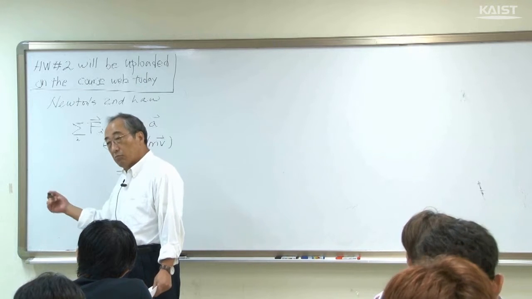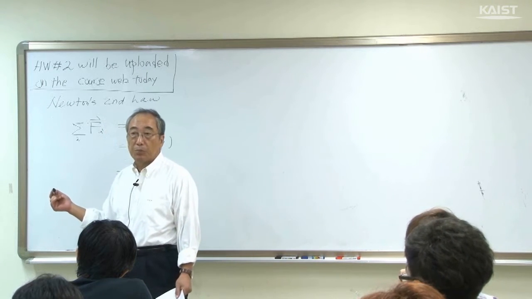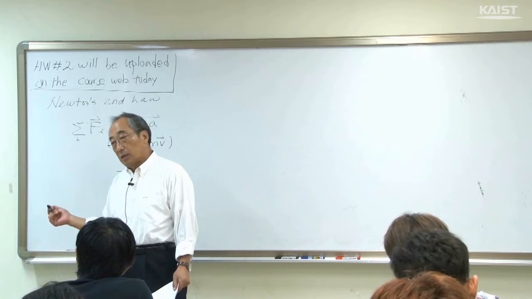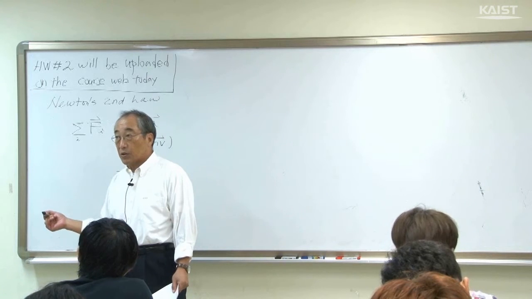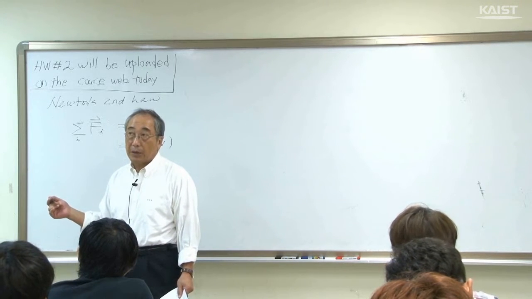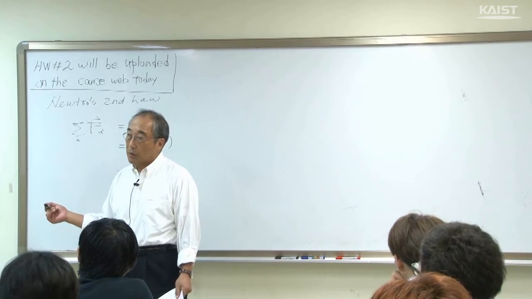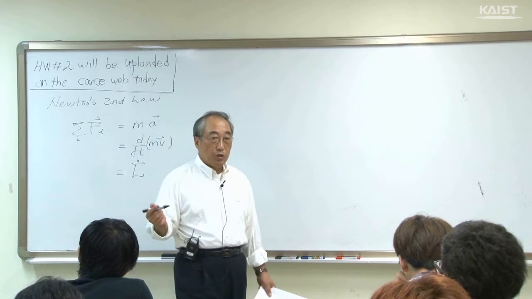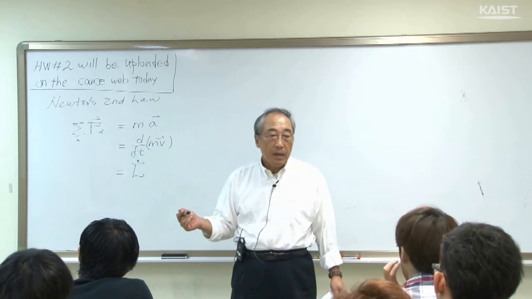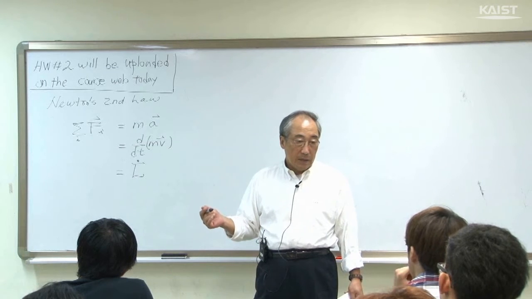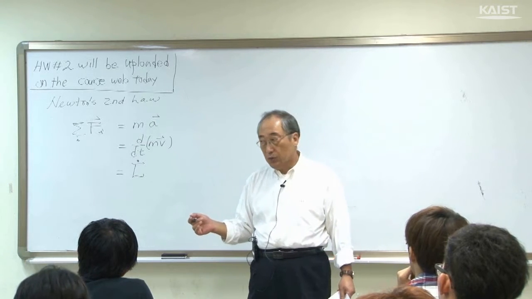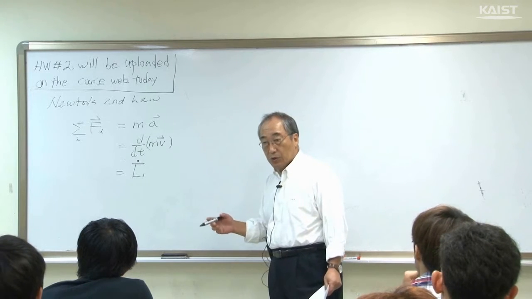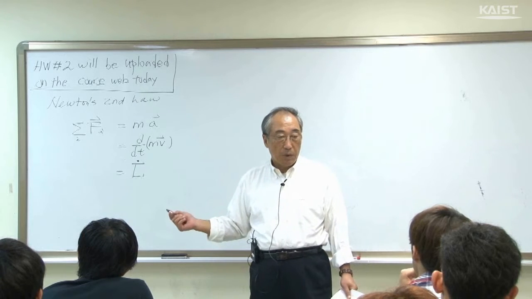And then introduce a convenient coordinate system, write down the equations, and count the number of unknowns and the number of equations. If they are the same, then we can solve it. Or if not, then we have to introduce some constraint which we did not recognize. Okay? And we showed you three typical examples to demonstrate how we can apply Newton's second law.